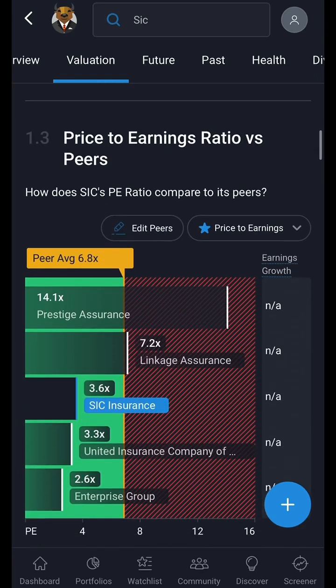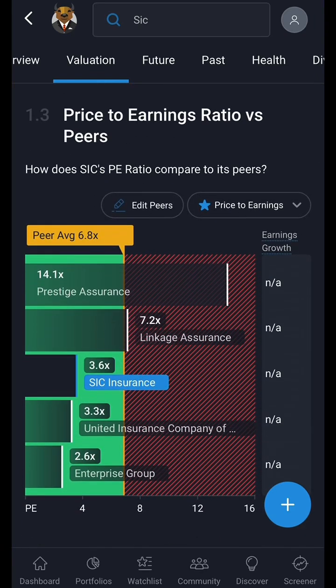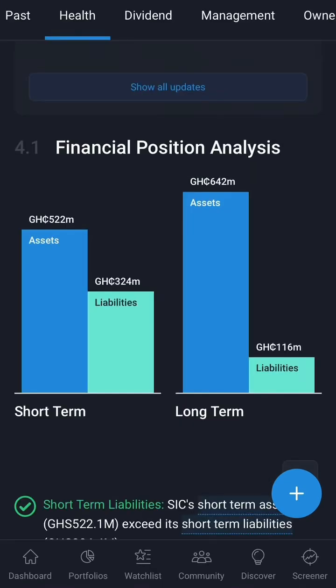And if I move down, you can see the comparison between SIC Insurance and other insurance companies. You can see the value is between United Insurance Company and that of Linkage Assurance. So here is the financial position of SIC. Within the short term, it has assets of 522 million and liabilities of 324 million. Within the long term, it has assets of 642 million and liabilities of 116 million.